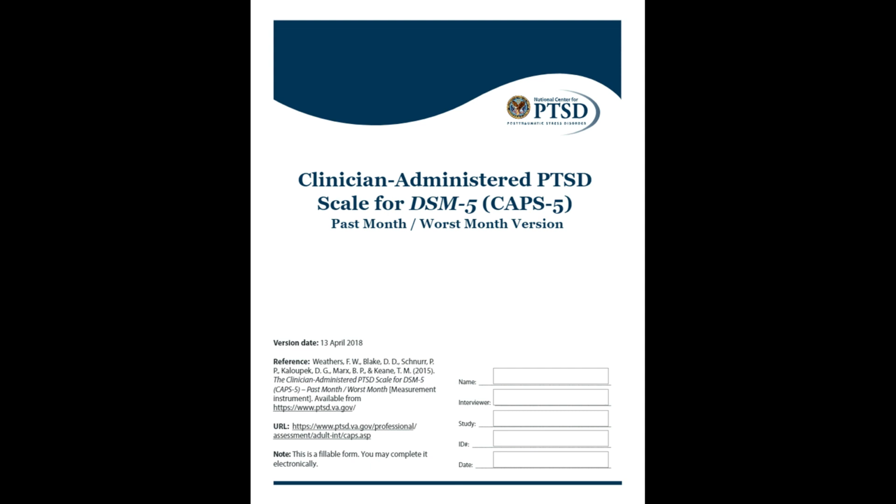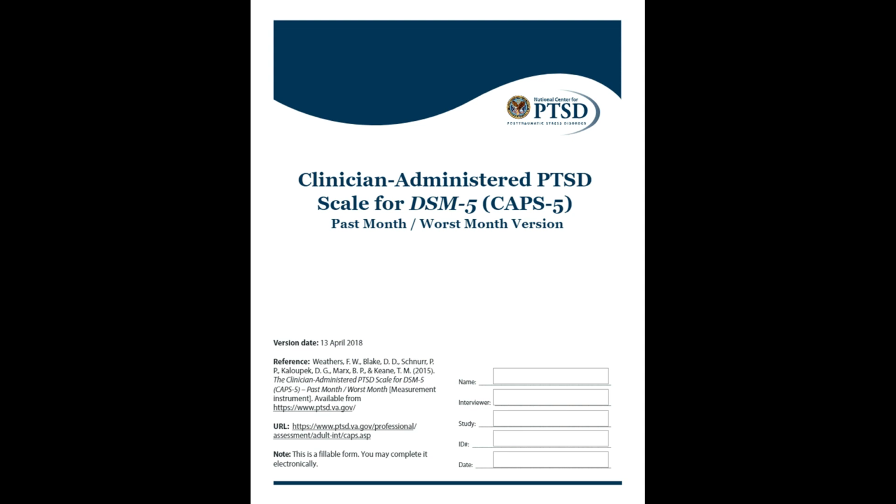Also, as mentioned initially, there are 3 versions of the CAPS 5 corresponding to different time periods: the past week version, the past month version, and the past month or worst month version. The past month or worst month version, which we are using today, can be used to assess the severity of PTSD symptoms for any 30-day period over the course of the participant's lifetime, during which his or her symptoms were the worst. This version is the best for establishing a lifetime PTSD diagnosis. You can also, by using this version, determine whether or not they have a current diagnosis if they reported that the symptoms were also active the past 30 days.